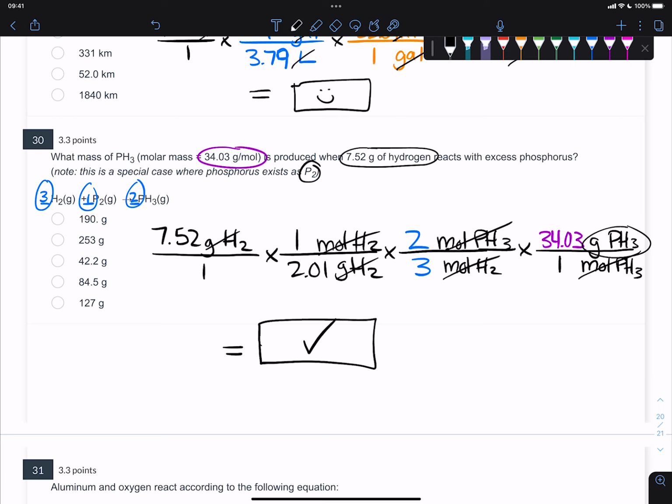This was not a limiting reactant problem because notice how it said we have excess phosphorus. Now, what if it didn't say that? What if it gave us an actual quantity of phosphorus? So we had this amount of hydrogen and then some literal number for the amount of phosphorus and it wasn't excess? Then you would have to do stoichiometry again and compare your two amounts. Remember, that's a limiting reactant problem. In this case, it's not because you have excess for one of them.